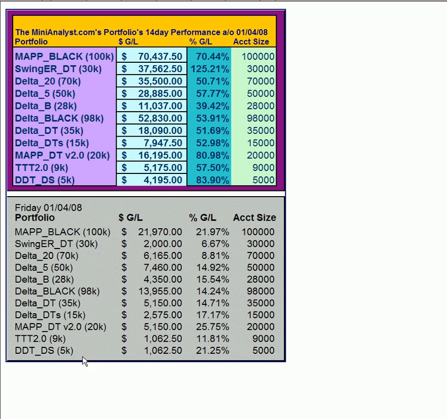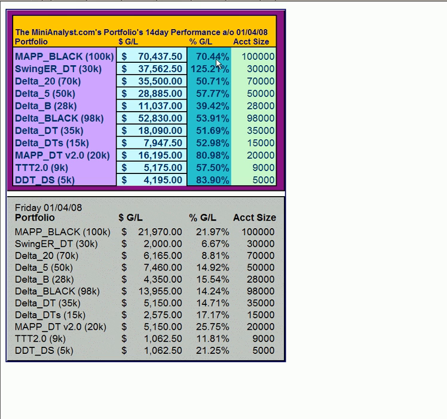21.97% gainer. The DTS, obviously, always outstanding for a smaller day trading portfolio. I actually need to mention something about this. And the MapDT version 2.0 standing out with a 26% gain. And of course, these are amazing gains, folks. I mean, if you look at even the mid portion of our curve, 15% gains at the top of the bell. So definitely impressive was the day Friday.